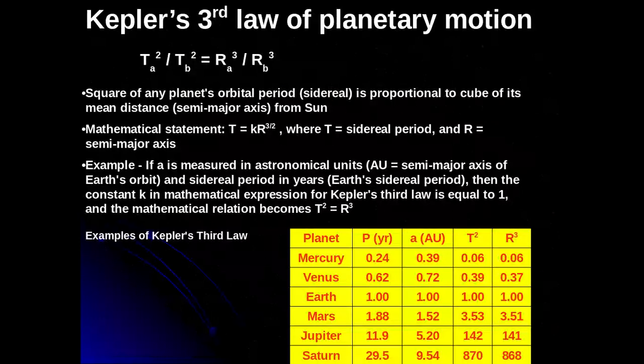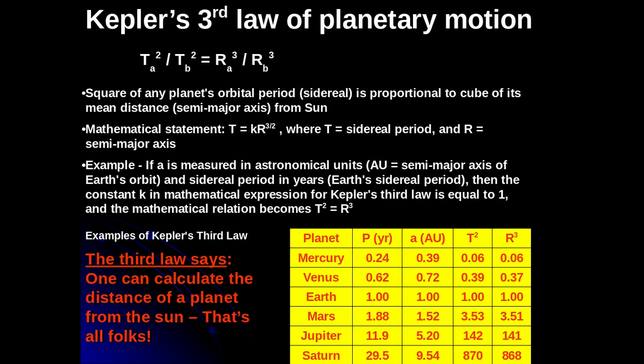And really, what Kepler's third law of planetary motion says, and if you look down in your left-hand bottom part of the screen, the third law really says one can calculate the distance of a planet from the sun. And that's really what the third law figured out. In other words, astronomers and scientists began to learn the order of the planets.